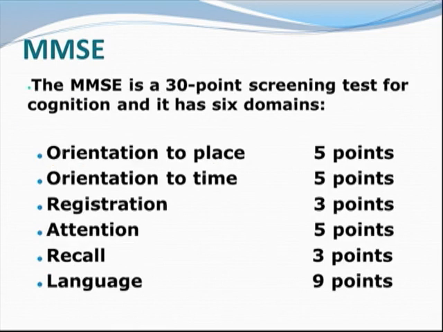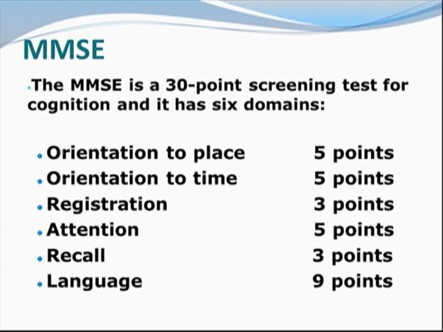The MMSE-P is a 30-point screening test for cognition, and it has 6 domains. Number 1, orientation to place, which is assigned 5 points. Number 2, orientation to time, which is assigned 5 points. Number 3, 3 points is given for registration. Number 4, 5 points is given for attention. Number 5, the recall domain is given 3 points.